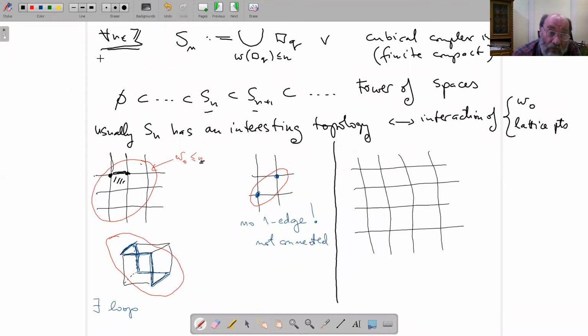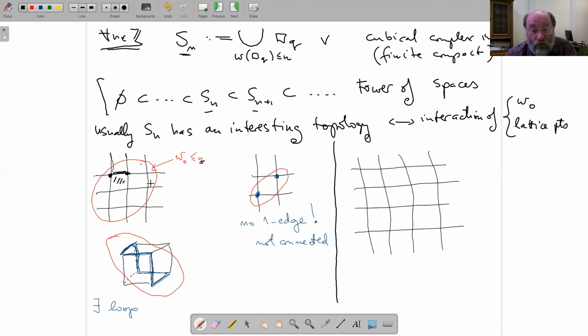On the other hand, for each n, I consider Sn, then I take a bigger n, then I get a bigger space because I take all the lattice points with weight less than n plus 1, n plus 2. So we will have a tower of spaces. This tower of spaces is the most important object in this case. So that is what we would like to understand.